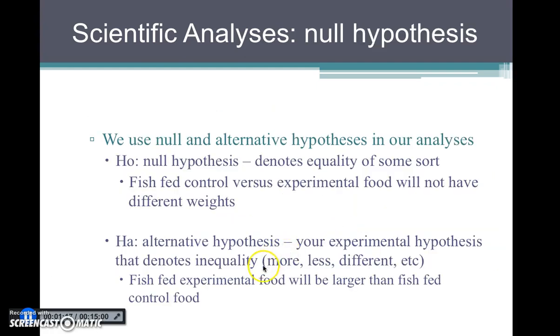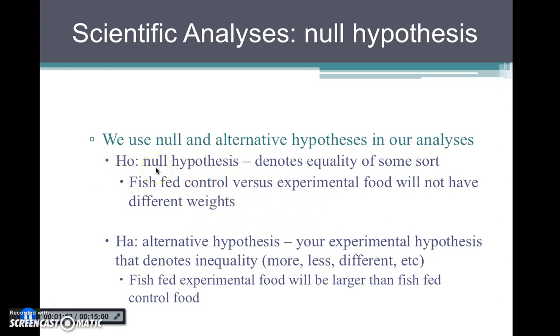All right, so when you're using statistics, you always have an alternative hypothesis or your experimental hypothesis, which is what you're really interested in. So fish-fed experimental food will be larger than fish-fed the normal control food, for example. But you need to have a null hypothesis as well, and that denotes equality or randomness of some sort. So in this example, that would be that fish-fed control versus experimental food will not be different in their weights. Okay, and statistical tests always need to have these null hypotheses.